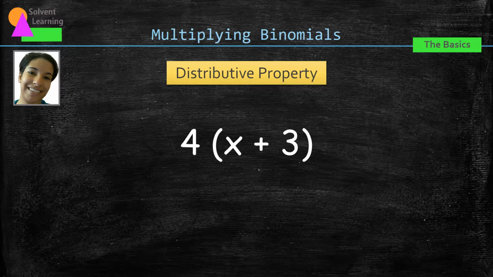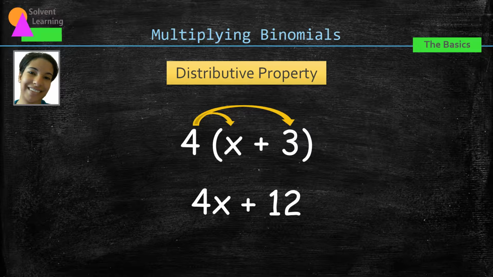So we start by multiplying the 4 times x, which gives us 4x, and then we multiply the 4 times the positive 3, and that gives us plus 12. So that will be the final answer here, 4x plus 12.